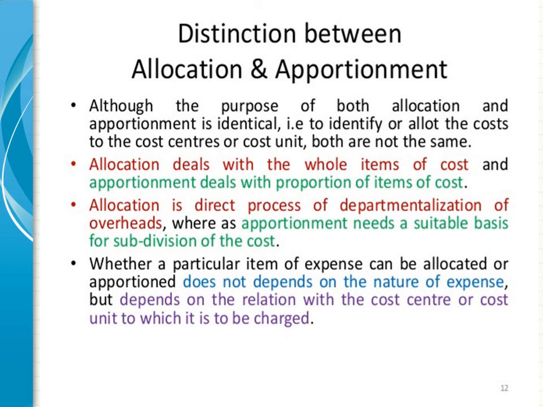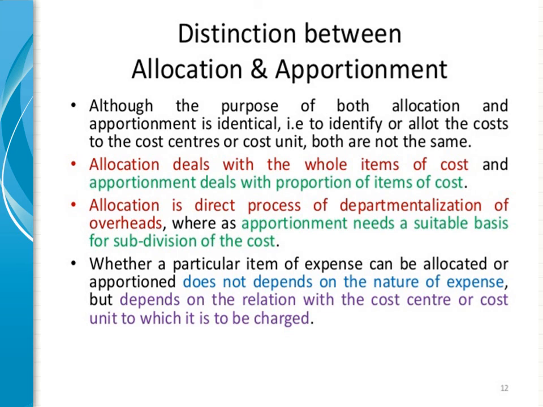So it is the departmentalization of overheads in allocation. It can be said as the primary distribution in allocation, and in apportionment also it is part of the primary distribution. In allocation it is the process of allotting or charging the whole amount of an item of overhead to a department or cost center. In short, we can say apportionment is the allotment of proportion of items of cost to the cost centers. This is the very important part.